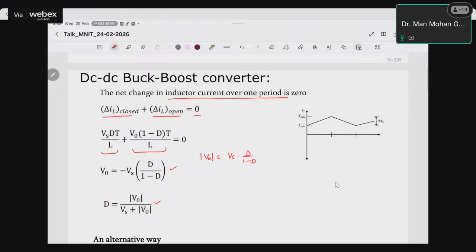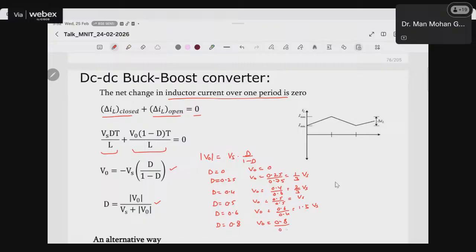If I put the duty cycle to be, let's say, 0, then the output voltage is 0. If I put duty cycle to be 0.25, output voltage is 0.25 upon 0.75, that is 1 by 3 into Vs. If I put D equal to 0.4, then output voltage is 0.4 upon 0.6, that is 2 by 3 of Vs. If I put D equal to 0.5, then output voltage is 0.5 upon 0.5, that is equal to Vs. But if I put D equal to 0.6, then output voltage is 0.6 upon 0.4, that is 1.5 Vs. If D is equal to 0.8, then output voltage is 0.8 upon 0.2, that is 4 times Vs.